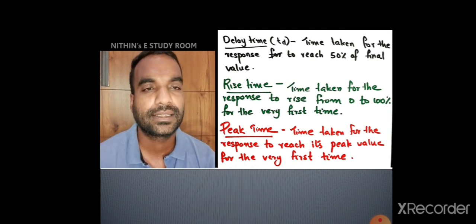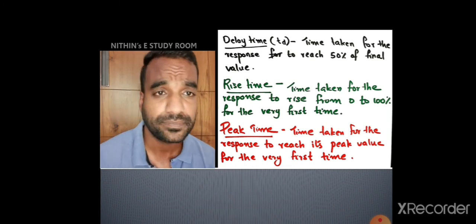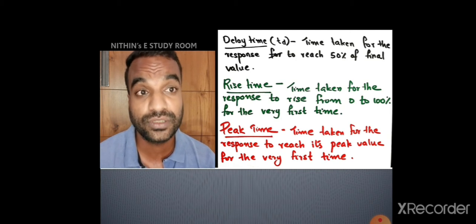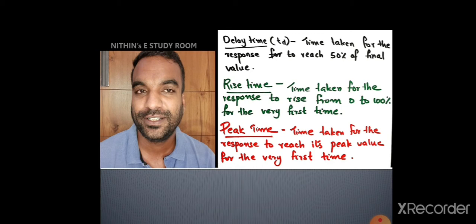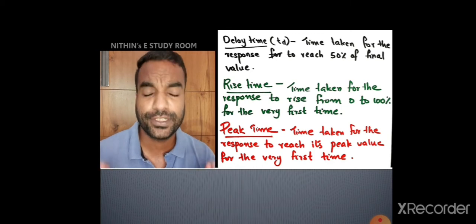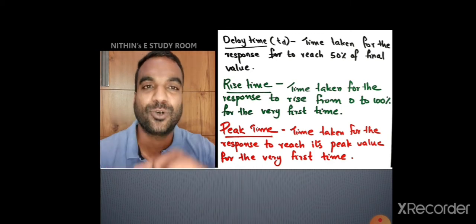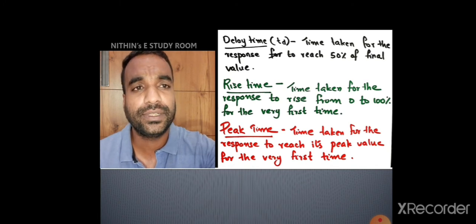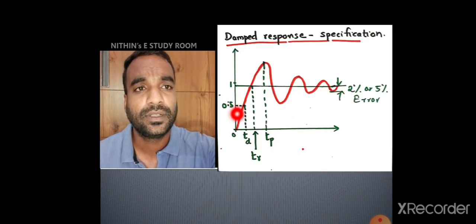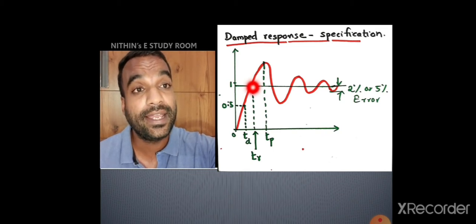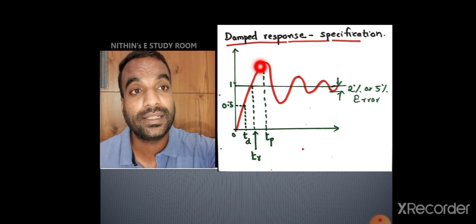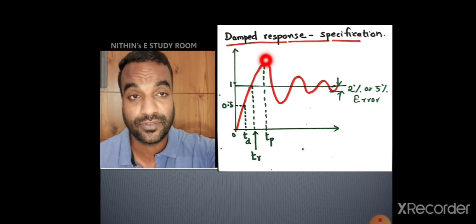Okay, the third point is peak time. It is the time taken for the response to reach its peak value for the very first time. The 100% value is not the peak value, because it is oscillating; 100% is the final value. The oscillation will again go to a higher value, and this is the peak value in this case for the first time.